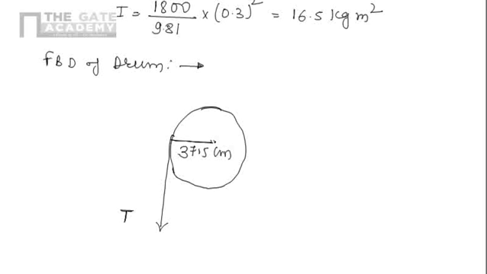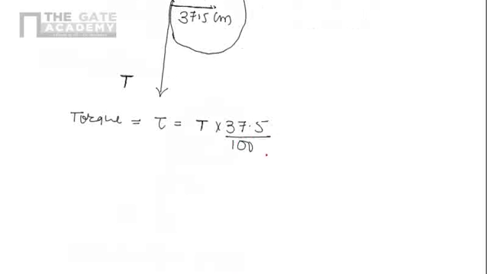So first of all, we have to find the torque. Suppose the torque acting on it is tau, which will be T into 37.5 centimeters, so it will be 0.375 T. So tau, the torque which is acting on the drum, will be 0.375 T. Now only the torque is acting on the drum.